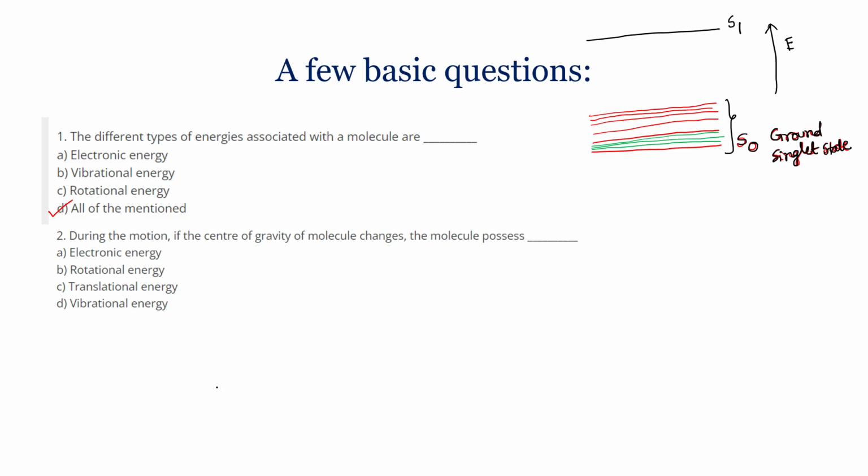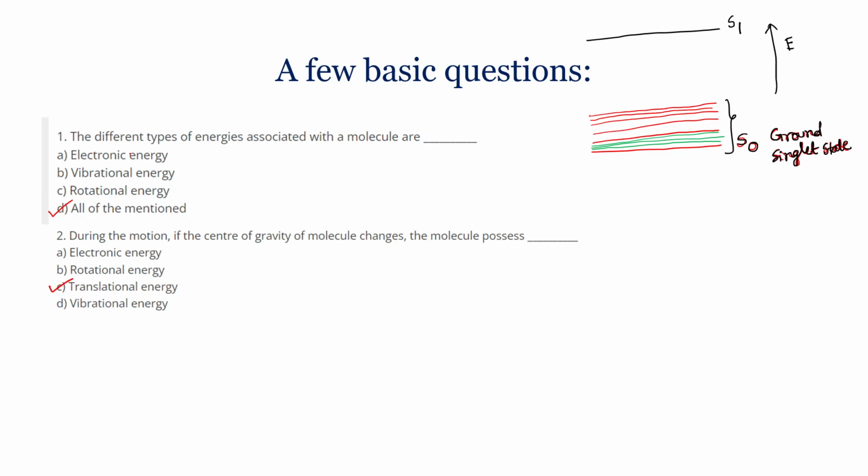Okay, now the second question is: during the motion, if the center of gravity of a molecule changes, then the molecule possesses A, electronic energy, B, rotational energy, C, translational energy, or D, vibrational energy. So the answer is actually translational energy.